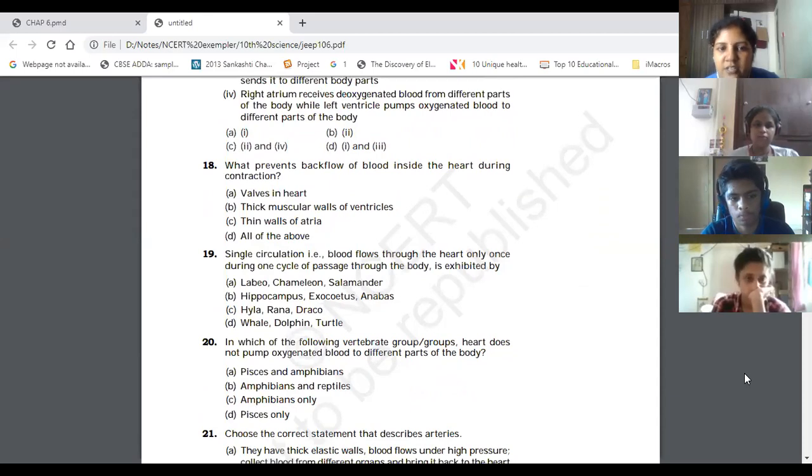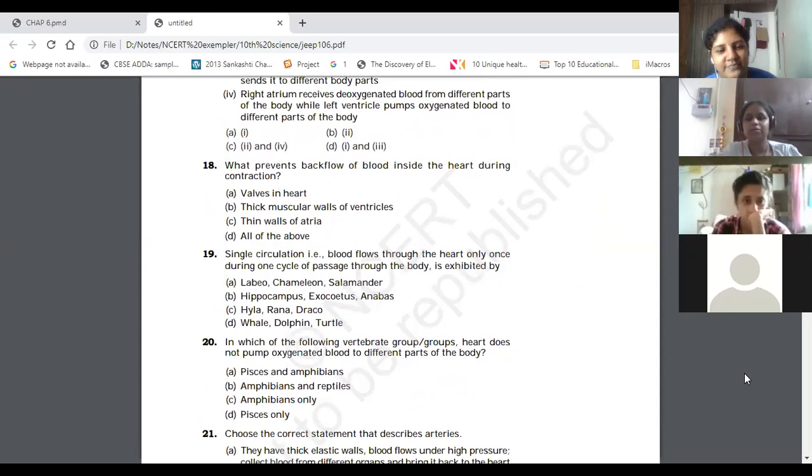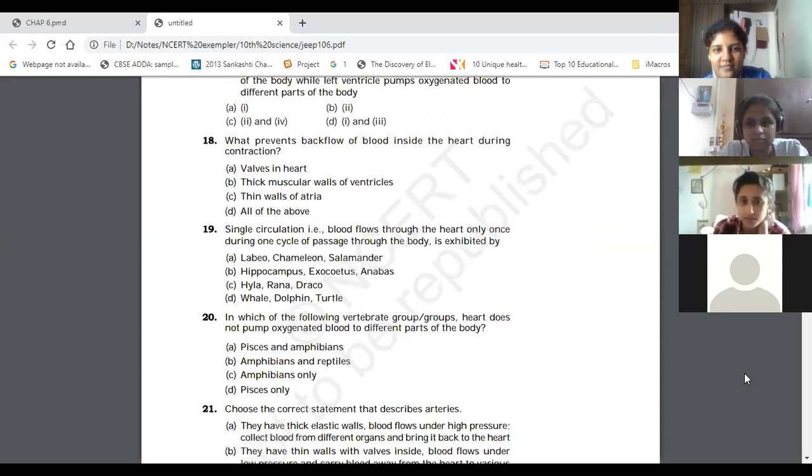Single circulation, that is blood flows through the heart only once during one cycle of passage through the body, is exhibited by... Okay, these names are different. It is in this one, no, B option: Exocoetus, Anabas, Hippocampus. Fishes, all fishes. Ma'am, what are Exocoetus and Anabas? Those are animal names, small fish names. Okay.